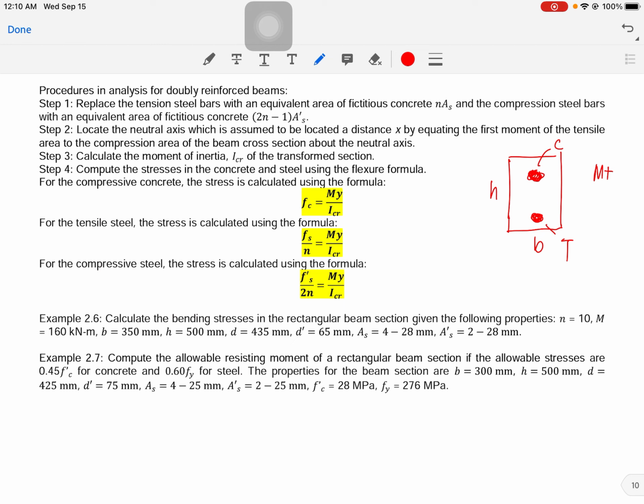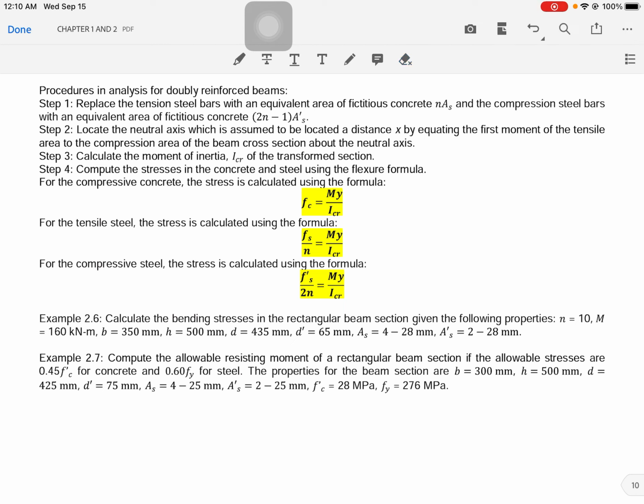Meaning, if you have this beam here with the bars, and you have the compression bars, then that would be helpful in positioning your stirrups. So that is one of the advantages of using compression bars.